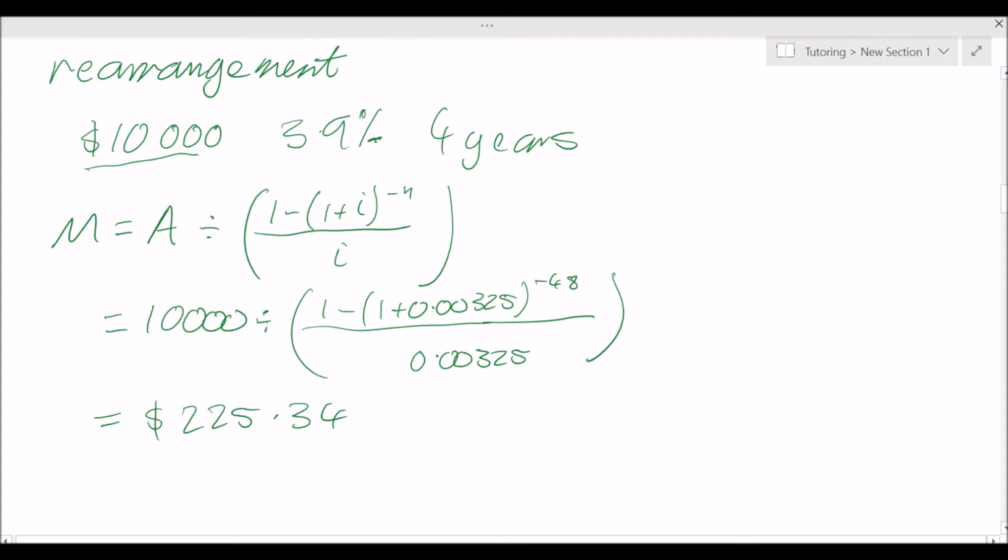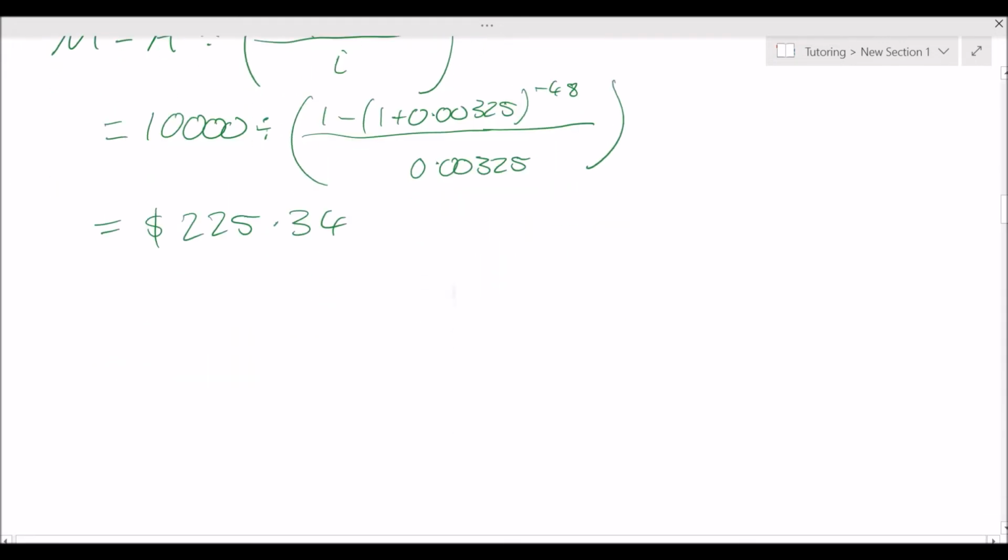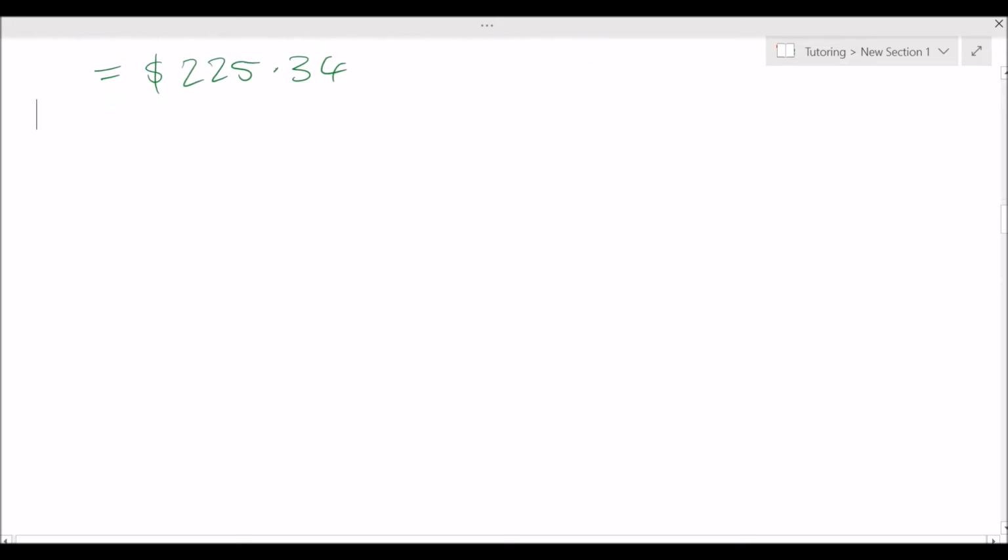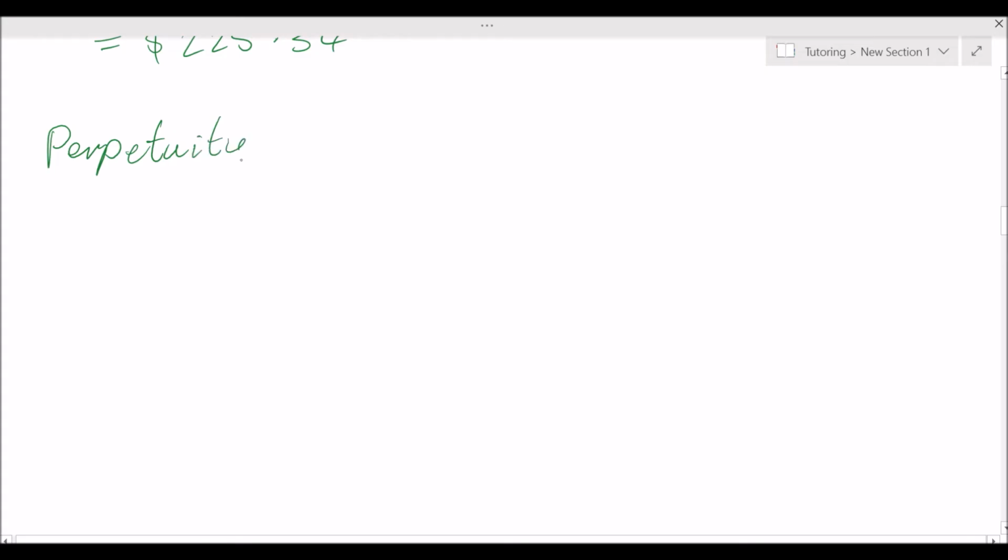So ways to think about it. Present value is in the withdrawal phase of the annuity, when you're taking money out, when you're receiving money. And then future value is when you're putting money in, you're in the deposit phase. Okay. Now, there's a special kind of annuity that's in the withdrawal phase, and we call it a perpetuity. Okay, perpetuity basically just means forever.